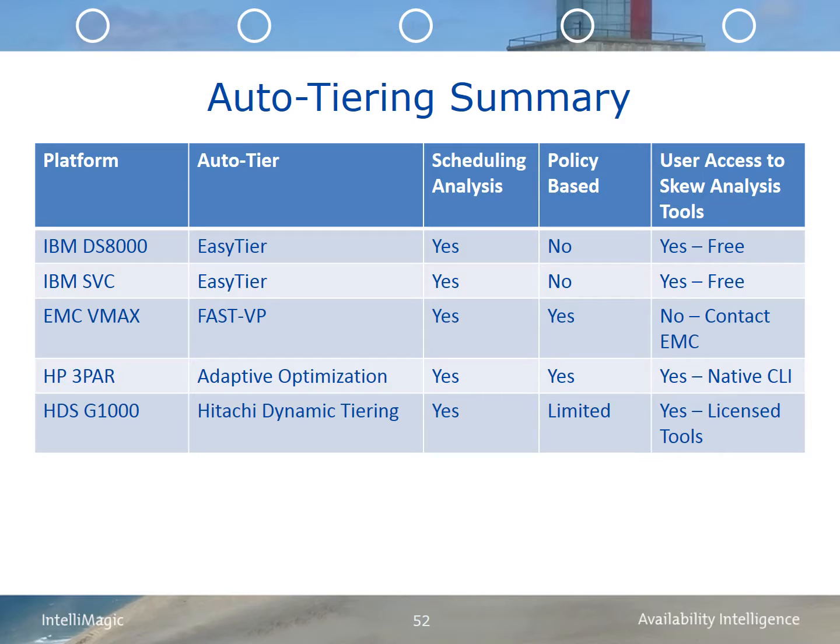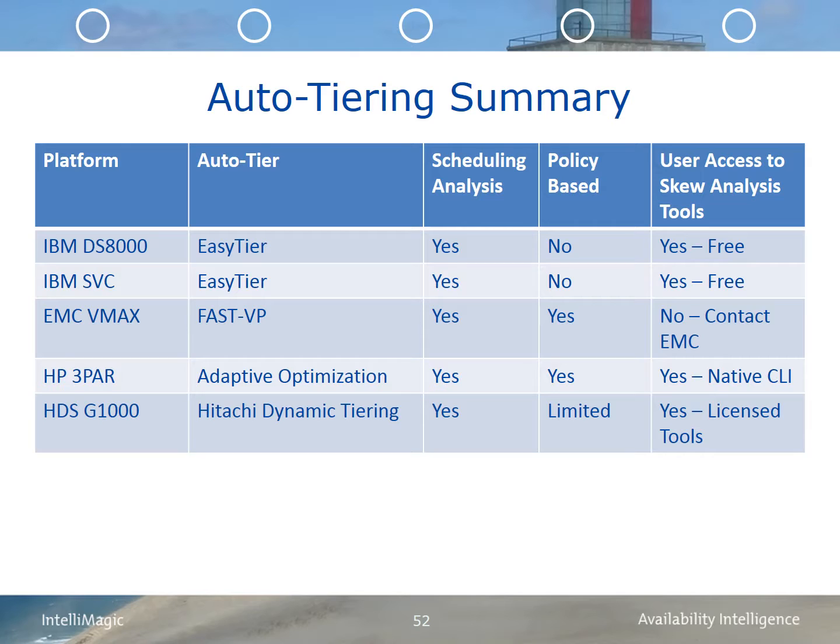And lastly, I have a quick summary table of the auto-tiering technology. So on the IBM equipment, the auto-tiering technology is called Easy Tier, and that's the same whether it's the DS8000, SVC, V7000. For the EMC VMAX, the current auto-tiering technology is called Fast VP. Then on the 3PAR, it's called Adaptive Optimization, and on the HDS, it's called Hitachi Dynamic Tiering. With all of them, you can schedule the analysis period, or the period in which you want it to look at to determine the hot extents.